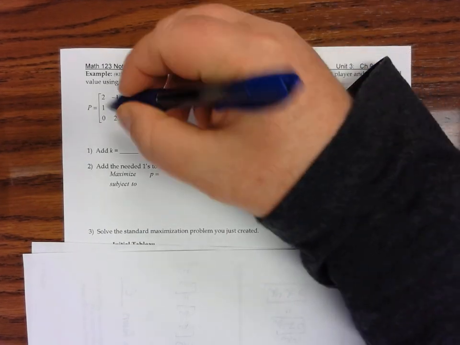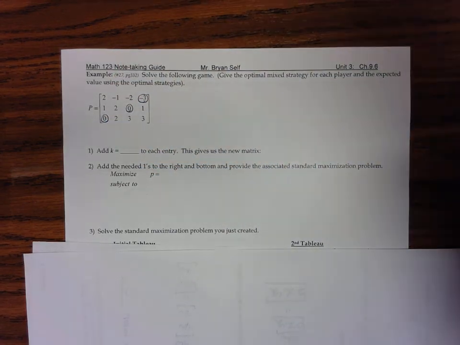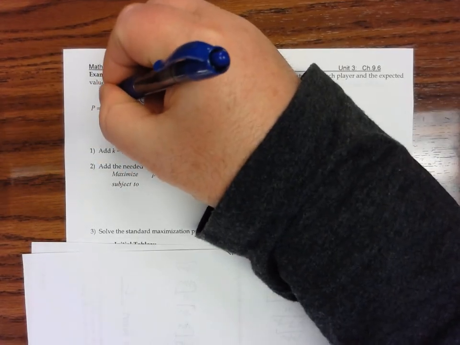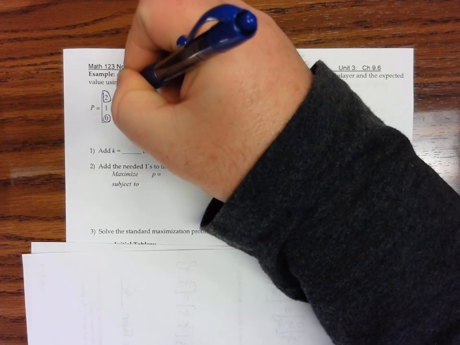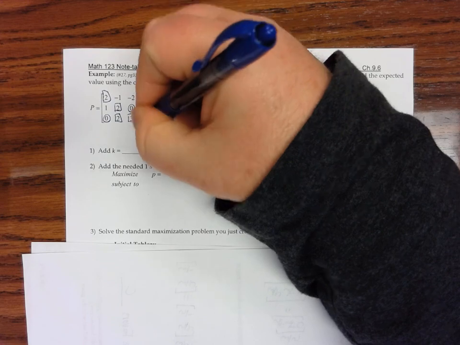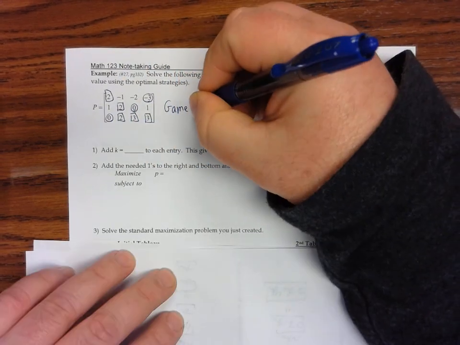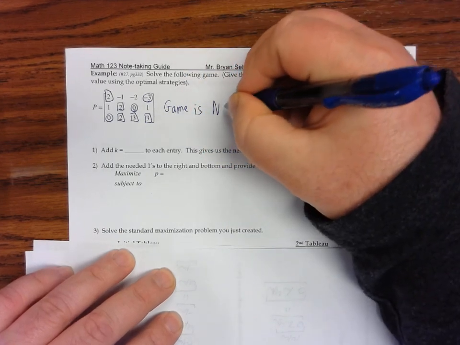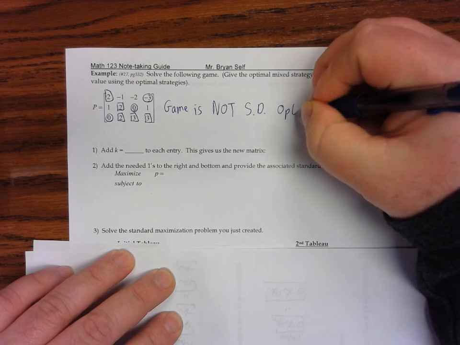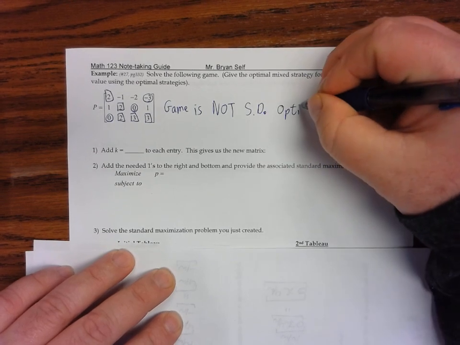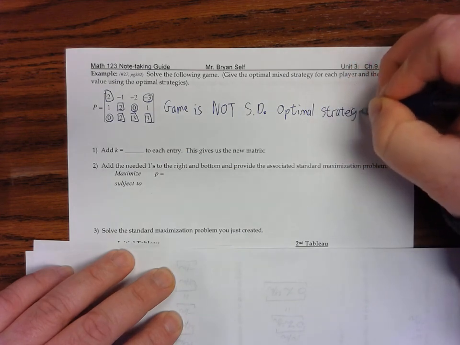Circle the worst in each row for the row player. Box the worst in each column for the column player. And we see the game is not strictly determined. Optimal strategies are indeed mixed.